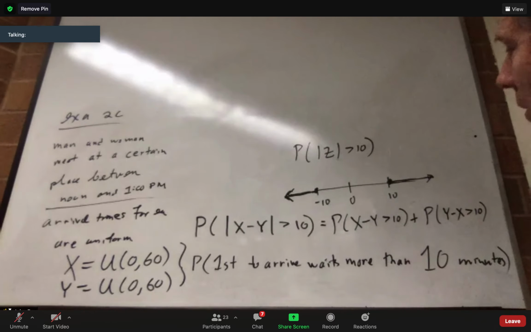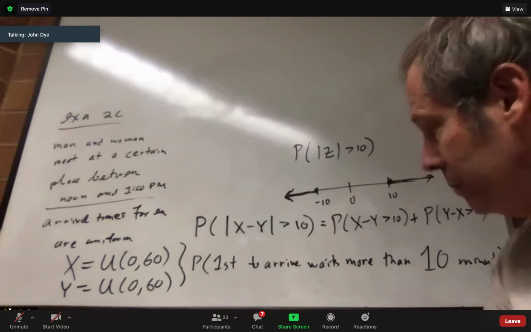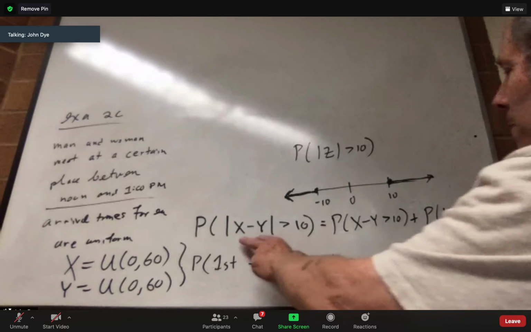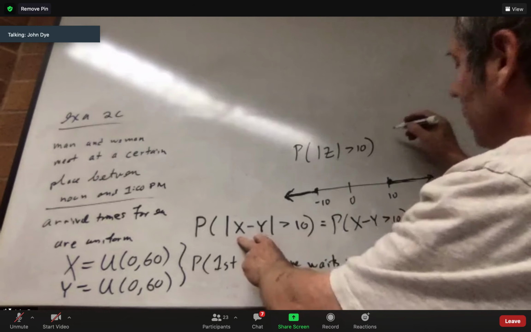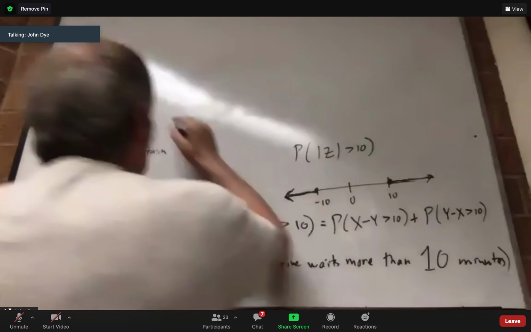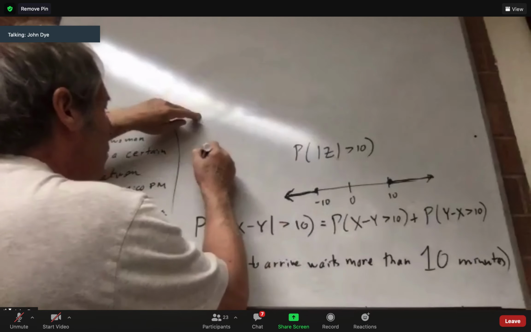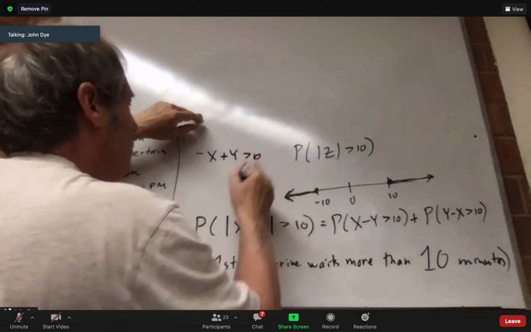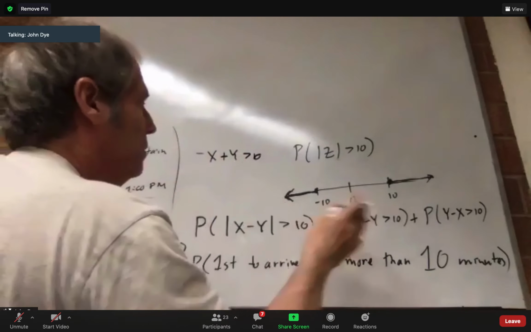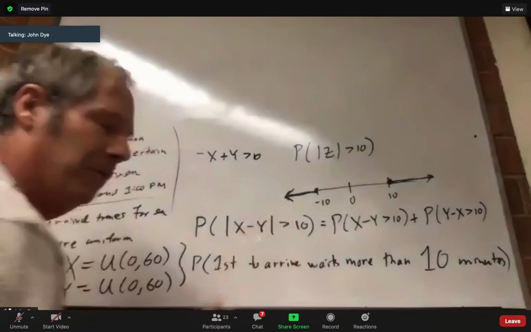So let me just make sure, this is not how I do these things. I put a minus sign in front of this. I'm sorry, it's a creature of habit. So when I look at the other case, I go minus x plus y greater than 10. So it's the same thing, y minus x, but I always think of it that I put a minus sign in front of the absolute value.